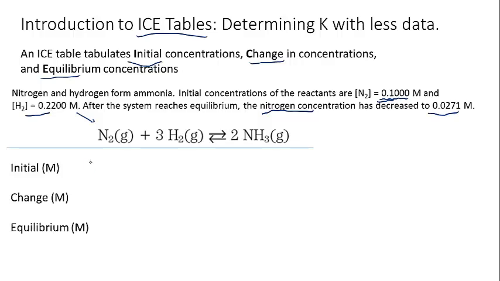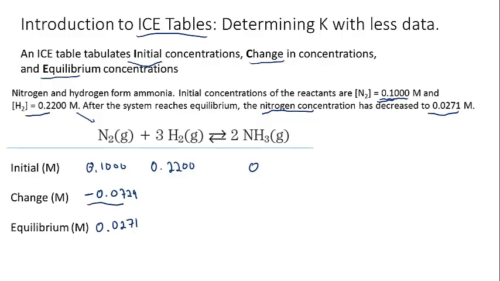So our initial concentration of nitrogen is 0.1000. Our initial concentration of hydrogen is 0.2200. Our initial concentration of ammonia is 0. We also know that at equilibrium, the final concentration of nitrogen is 0.0271. So from that, we can determine the change in the concentration of nitrogen, because we know how much it changed by. So we subtract 0.0271 from 0.1, and that gives us a change of minus 0.0729.